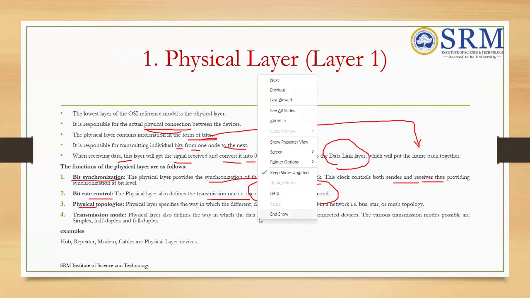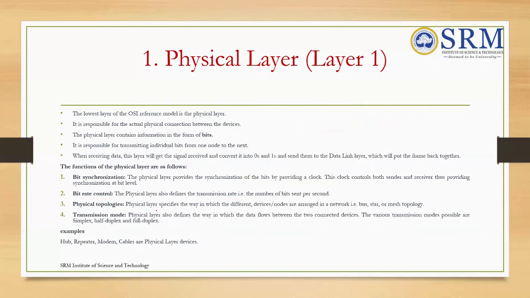And next one is physical topologies. In the previous sessions, we have seen about different types of topologies. So in physical layer, the topologies will be used based on the connection and nodes. The physical topology will be represented here, whether it is a bus connection, star connection, or mesh connection. Then the fourth one is transmission mode. That is also something we have seen in session 4: simplex, half duplex, and full duplex. So these things, bit synchronization, bit rate control, physical topology, and transmission mode functions are available in physical layer.